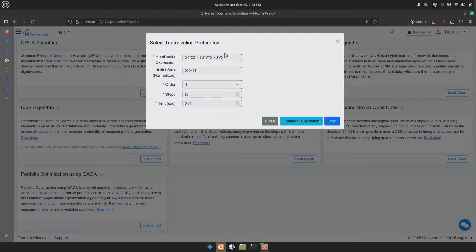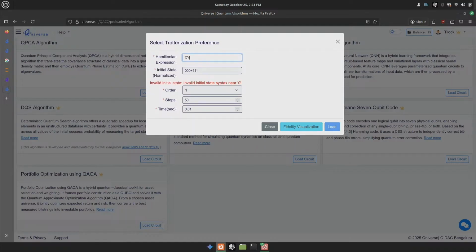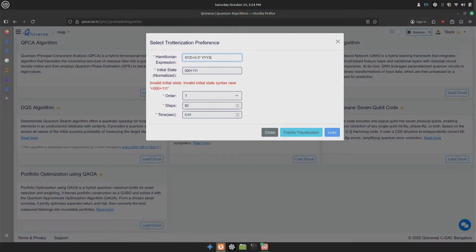Once I have my Hamiltonian expression, it has to be in terms of Pauli gates X, Y, Z, I, for example 0.3 times Y, Y, Y, X. So for example, this is my Hamiltonian. This can be very large also. You can put whatever you want, in a very random way. And I'm choosing my initial state as 0, 0, 0, 0.